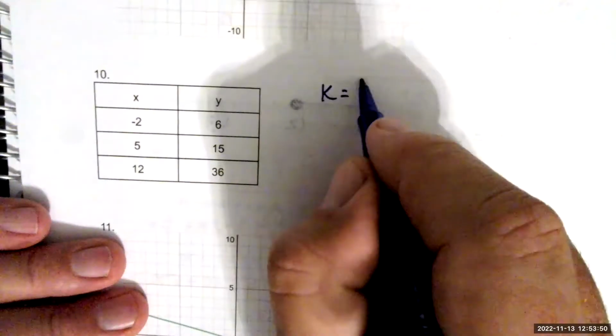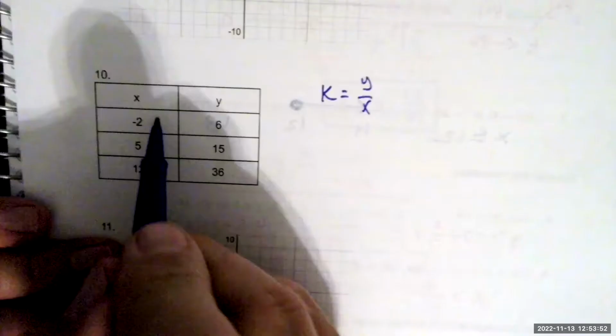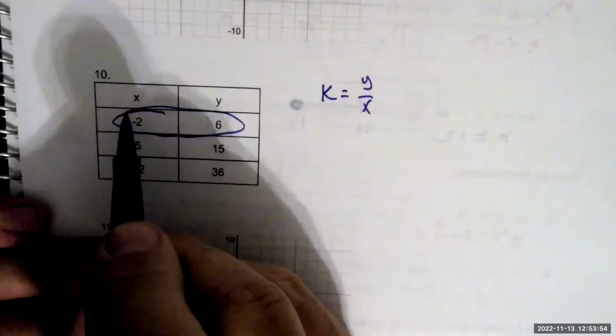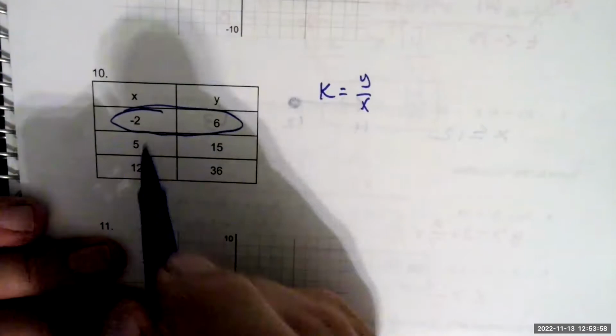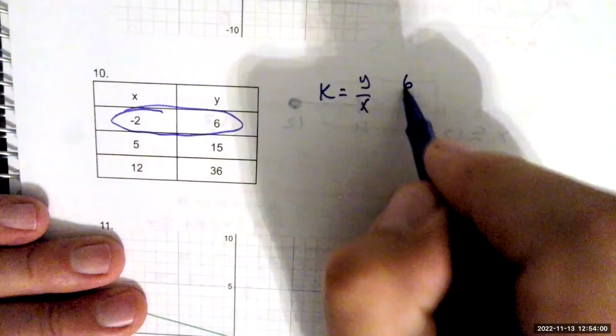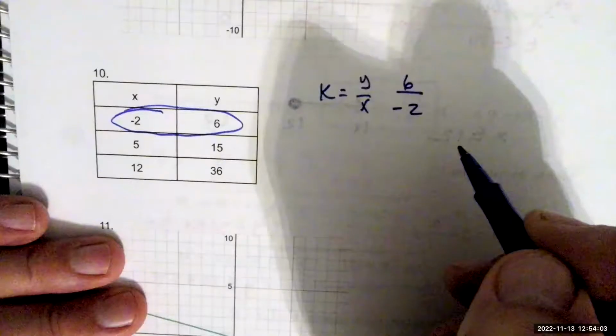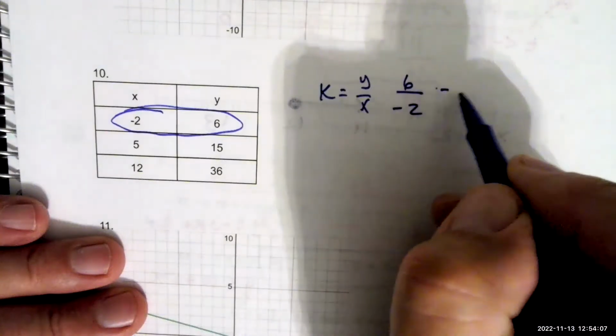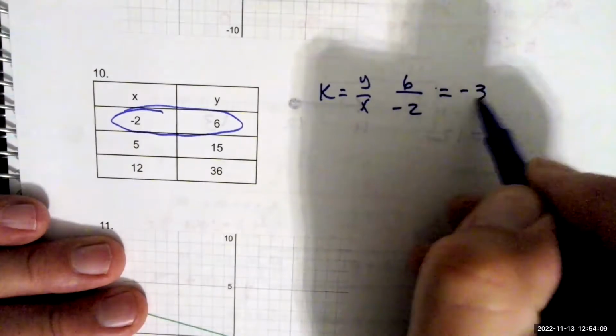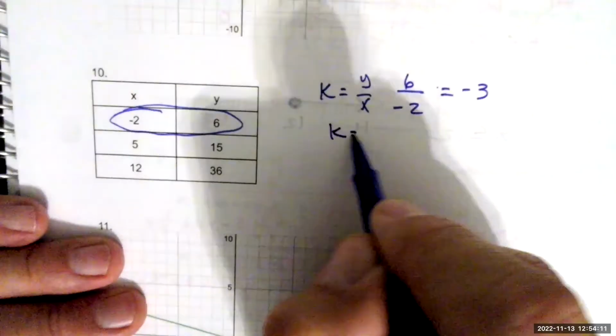All right, so here's another one. So we want to find the k value again. Remember, k is y over x. So I'm going to pick 2 points. That's these guys right here. We have to pick the same kind. We can't pick -2 and 36. It wouldn't work. So here we go. 6 will go on top. My -2 will go on the bottom. If I divide 6 by -2, I get a -3. So we're saying our k is a -3.